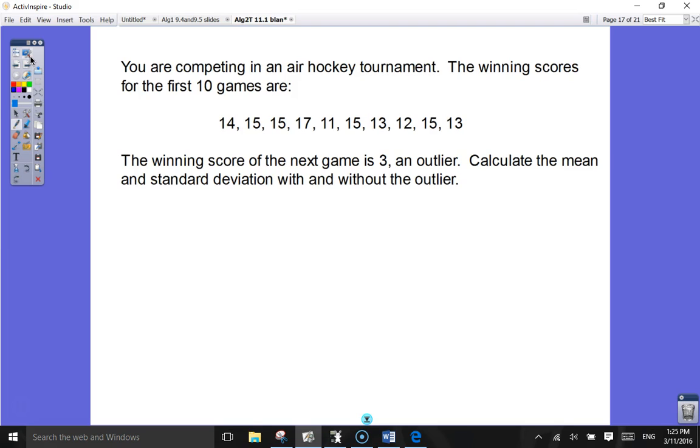The winning scores for the first 10 games were, there they are. The winning score for the next game was 3. Okay, that would be considered to be somewhat of an outlier, right? Not really representative, similar to the other scores. So calculate the mean and standard deviation with and without the outlier. Okay, so let's do that. Right, so I'm going to say with and without.